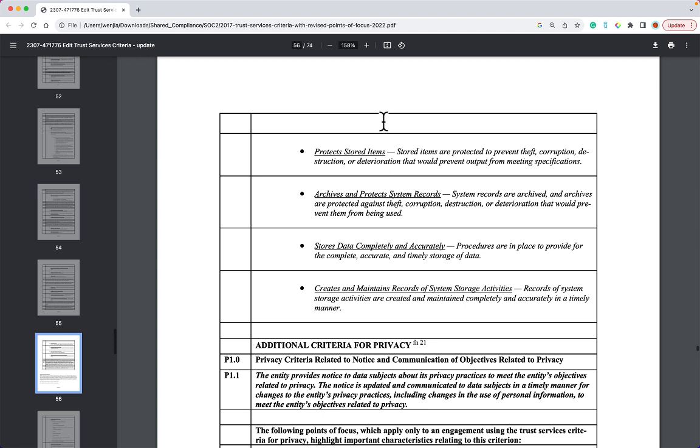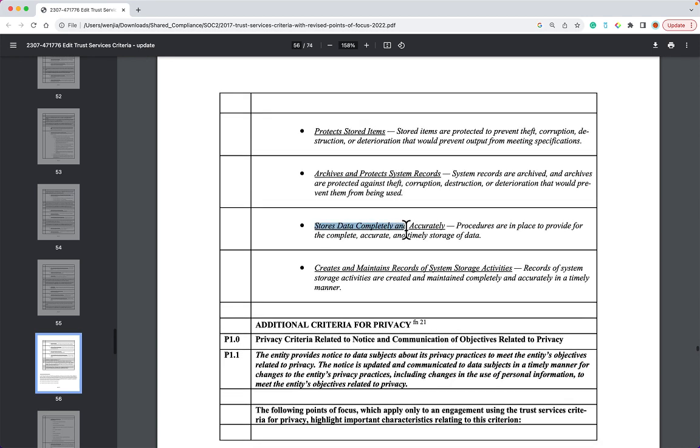Don't let any hacker get them. Prevent them from any kind of attack. Next one, archive and protect system records. Like every time if there is an attack, there is intent. Someone intends to steal, to compromise. You need to know. You need to have the record.